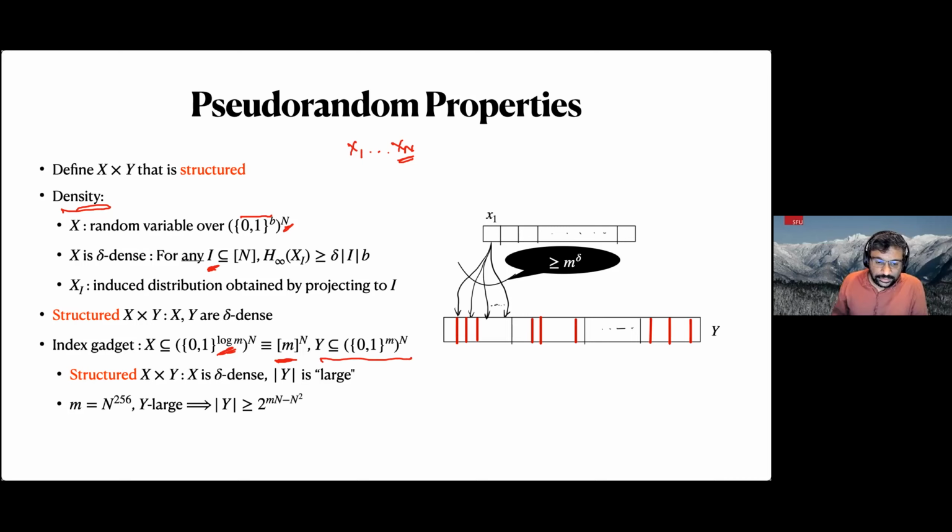In lifting theorems which use index as a gadget, the structured rectangles are slightly different. Those theorems only need X to be delta dense and Y to be large. And they need the number of bits in a block to be a large polynomial in n. But before defining what Y large is, let's consider this very simple protocol where Bob only reveals bits. Bob has some input small y from this capital Y, and he only reveals bits of this input.